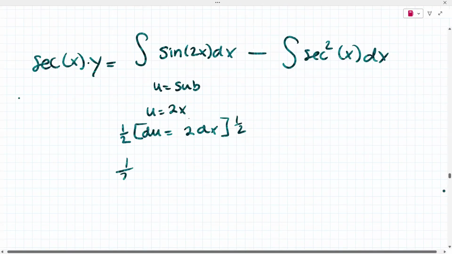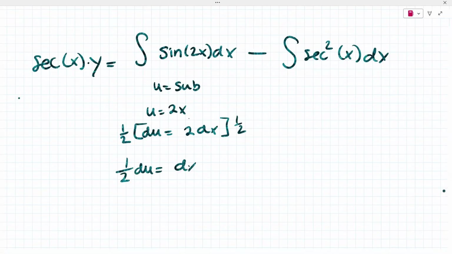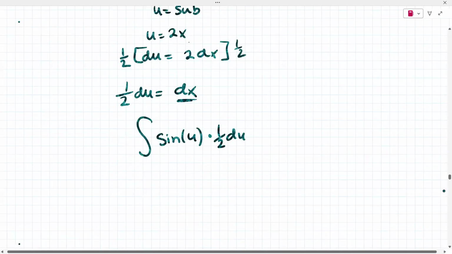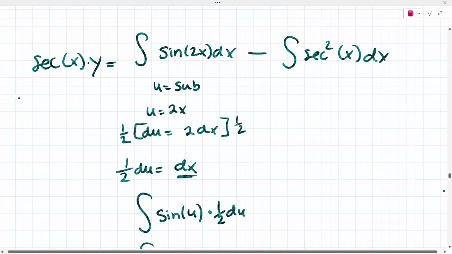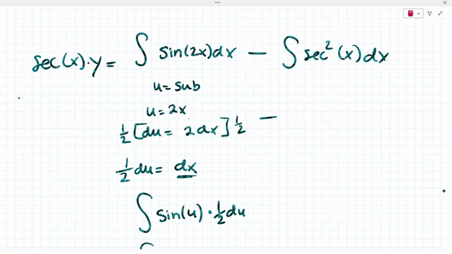This is 1/2 du equals dx, the 1/2 cancels with the 2 on dx. So it would be the integration of sin of u, and then you can replace dx with 1/2 du. So 1/2 is a constant, put that in front. And then over here, what's the integration of secant square x? That's just tan of x.